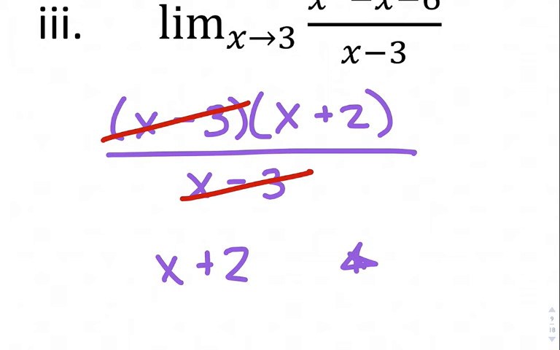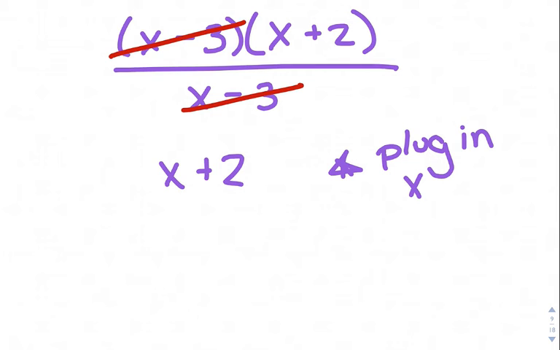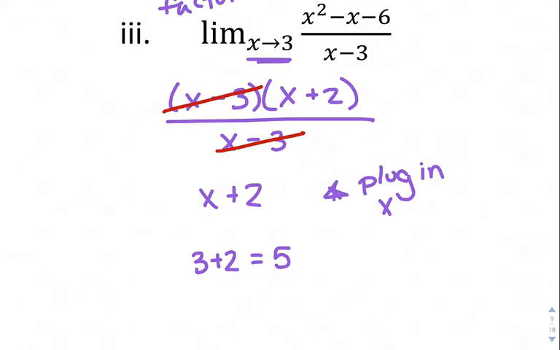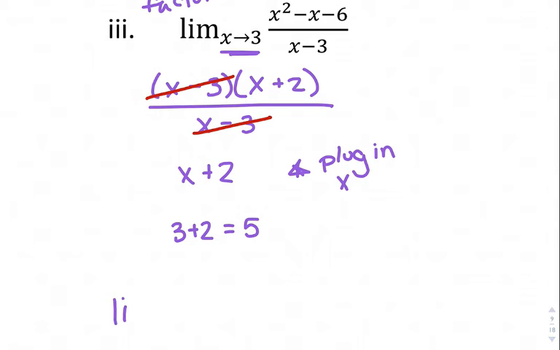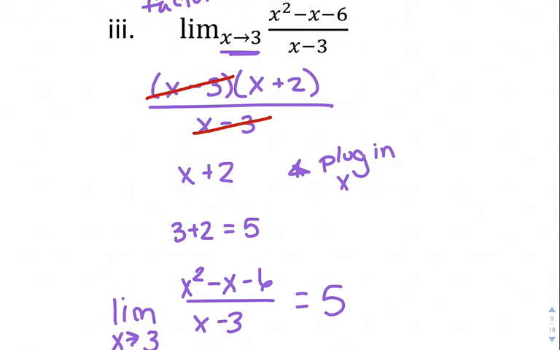So at this point, you're going to plug in your x value. So my x value is 3. So I plug in 3, so I would get 3 plus 2, which would give me 5. So the limit as x approaches 3 of x squared minus x minus 6 over x minus 3 is 5.